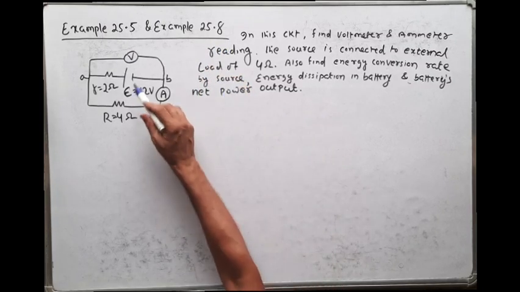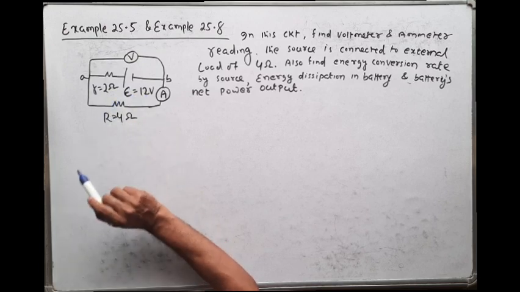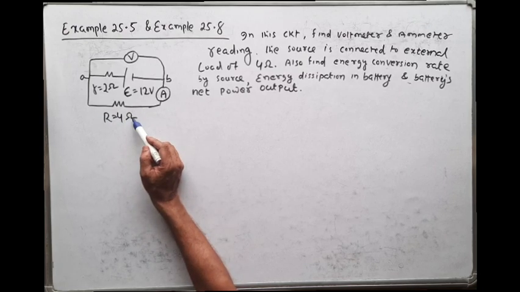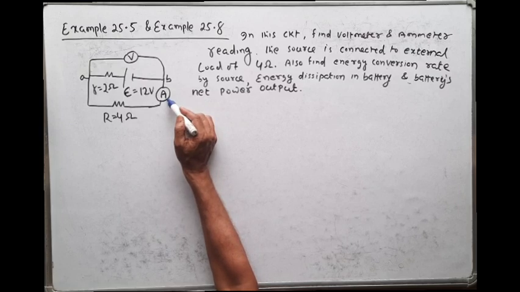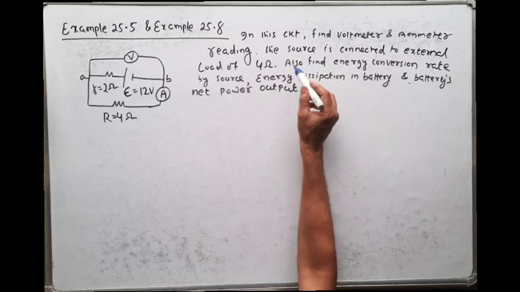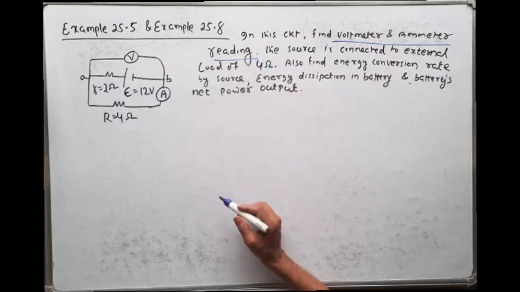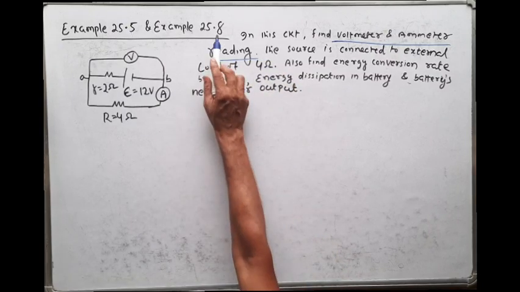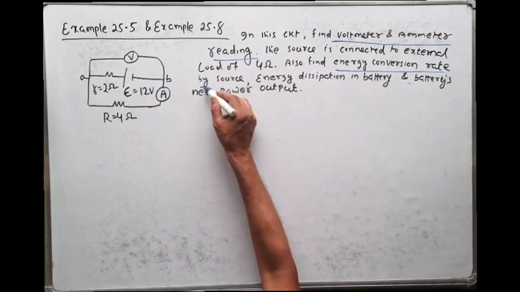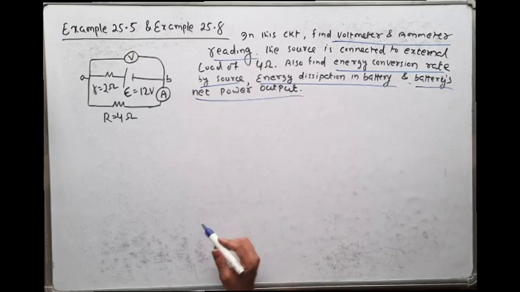Let us solve example 25.5 and example 25.8. So you see, this is a circuit. This is a battery source of EMF 12 volt, internal resistance 2 ohm. It is connected across an external load of resistance 4 ohm. Voltmeter is connected here, ammeter is connected here. In example 25.5, you have to find the voltmeter and ammeter reading. And in example 25.8, in the same circuit, you have to find the energy conversion rate by the source, the energy dissipation in the battery, and the battery's net output power.